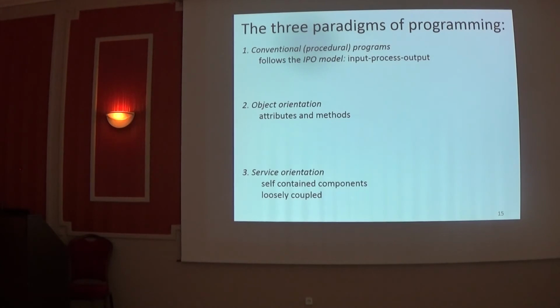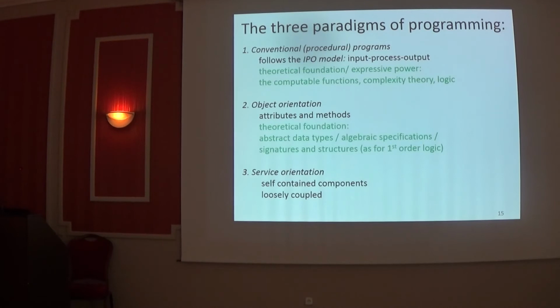Okay, the second paradigm is object orientation, where you have attributes and methods. And I think the third fundamentally new thing is service orientation or components or whatever, and the loose coupling is the fundamental thing. So let's look at what the theoretical foundations of all this are. Here we have computable functions, complexity theory, logic, all the fine and beautiful theoretical informatics stuff. In object orientation, we have abstract data types, algebraic specification, sequences, structures, first order logic. So this is all the fundamentals of object orientation, and the fundamentals of service orientation is nothing. They just did it.